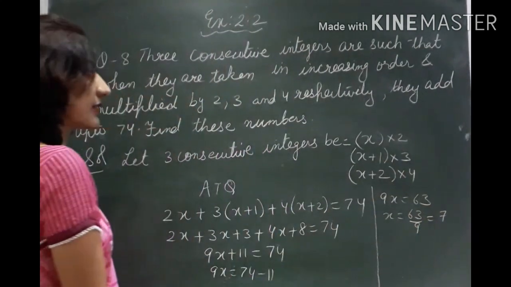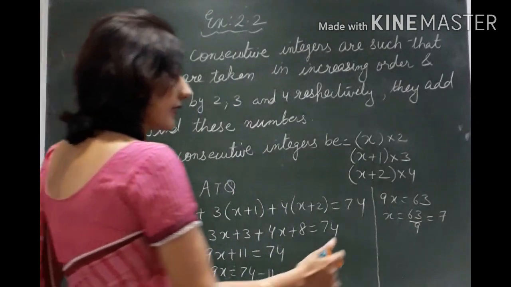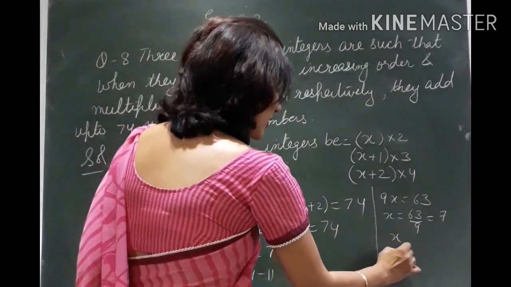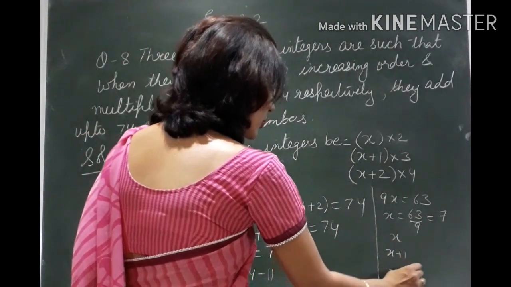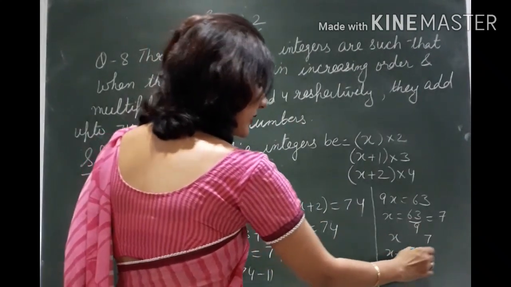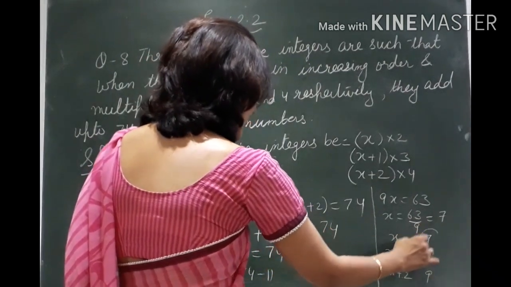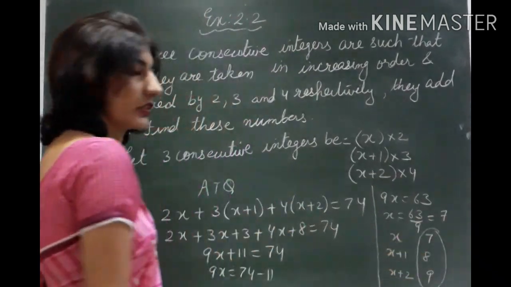So what are the 3 consecutive integers? Initially what we assumed, the 3 consecutive integers were x, x plus 1, x plus 2. So the value of x is 7. Then x plus 1 is 7 plus 1, 8 and x plus 2 is 7 plus 2, 9. So these are the 3 consecutive integers.